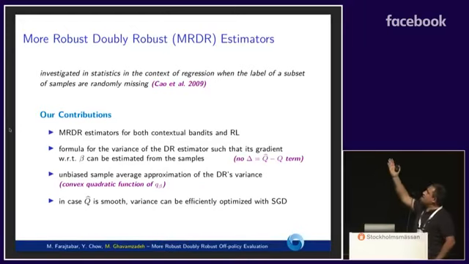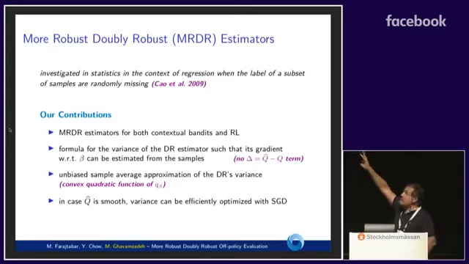And so, as I said, this idea of more robust doubly robust was also around in statistics, and people used it for regression when a subset of the samples randomly missed their labels. So the contribution of our work, and this is the work by Cow in 2009, is bringing this idea from regression with missing labels to contextual bandit and RL, formulating the variance of the DR estimator such that the gradient of this variance with respect to the model parameters can be estimated from samples easily.